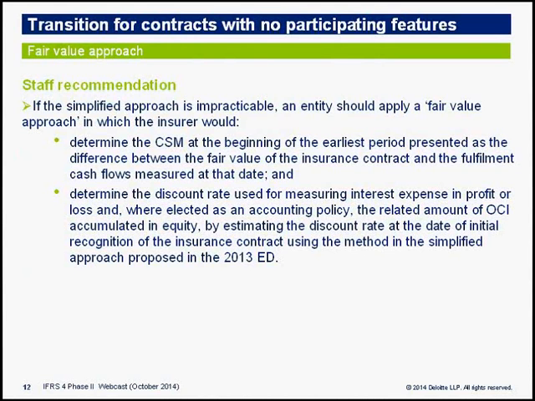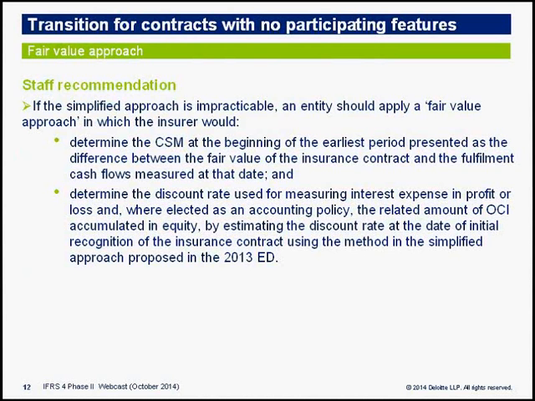That means that you calculate the building blocks approach value of those contracts. You determine their fair value at transition date, 1st of January of the opening comparative period, and then you take the difference between those two numbers as the CSM for those contracts.